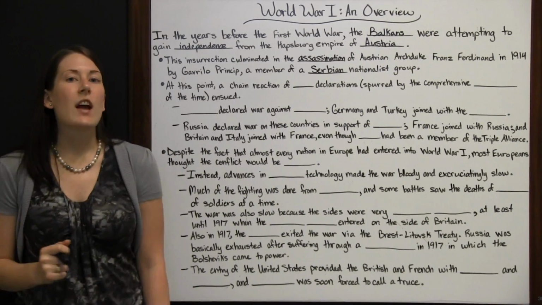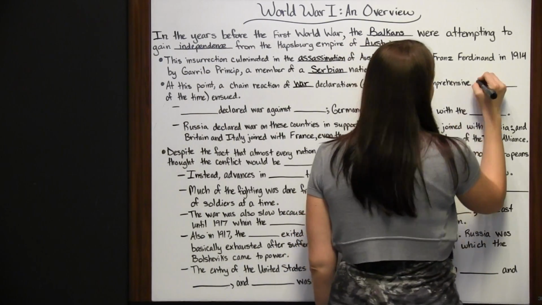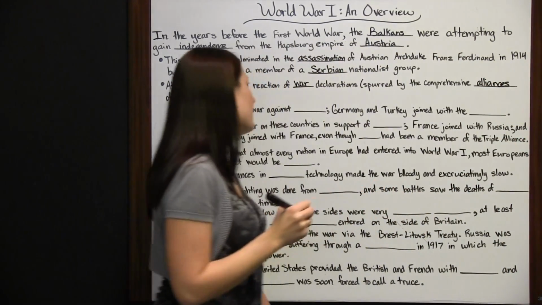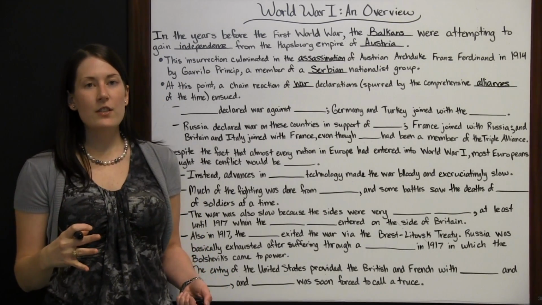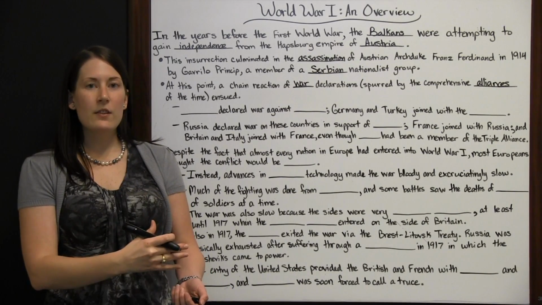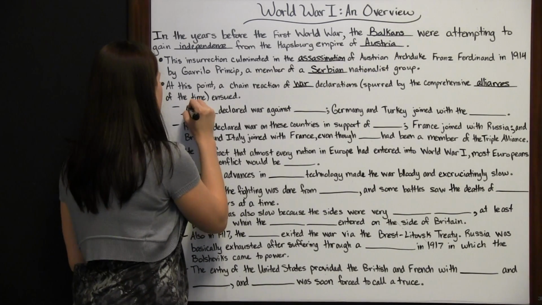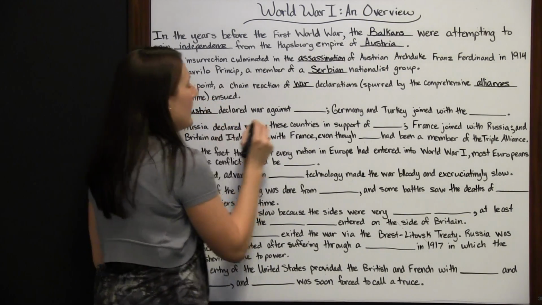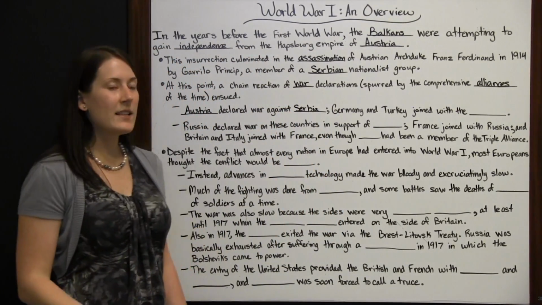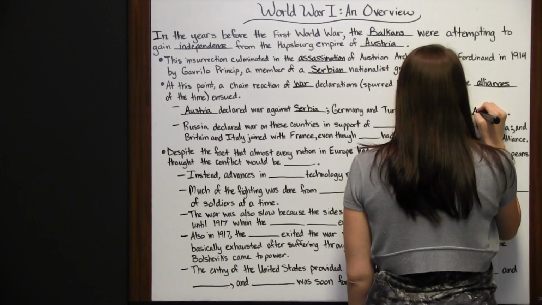And at this point, a chain reaction of war declarations spurred by the comprehensive alliances of the time ensued. So because lots of different nations in Europe at this time had formed alliances, when one country declared war, other countries in their alliance were supposed to back them up. So obviously, Austria was going to declare war against Serbia because Serbia had sent one of its members to assassinate the Austrian heir. Then Germany and Turkey joined with the Austrians.